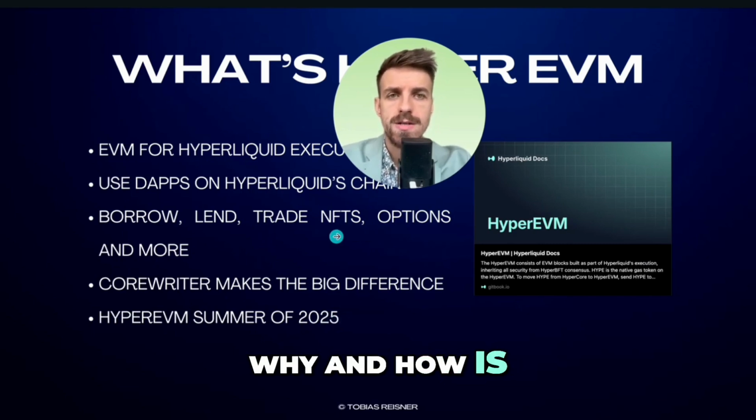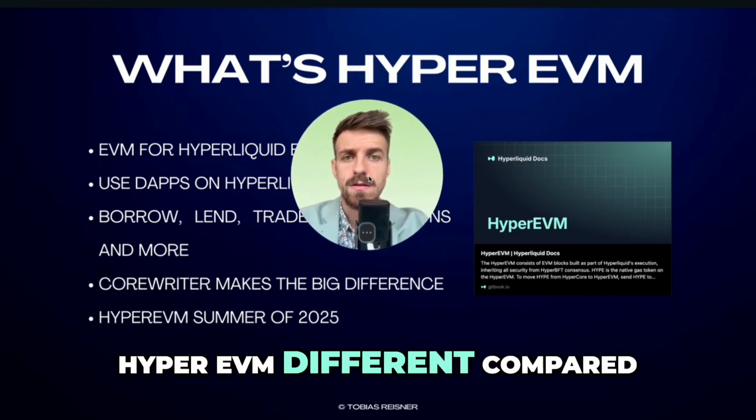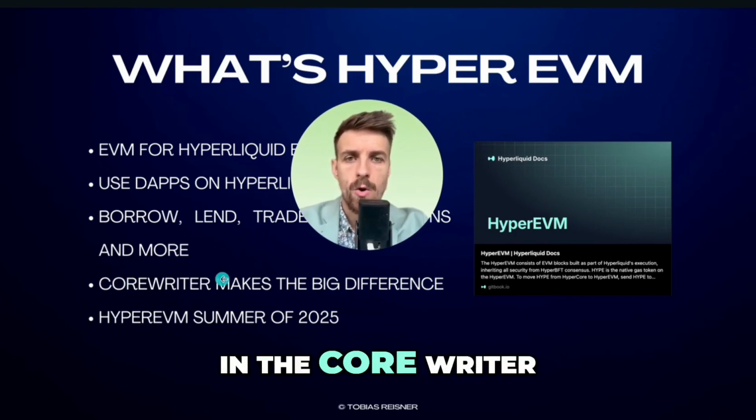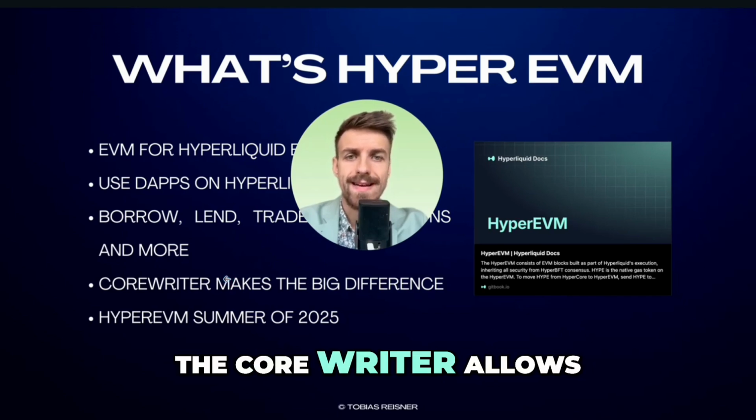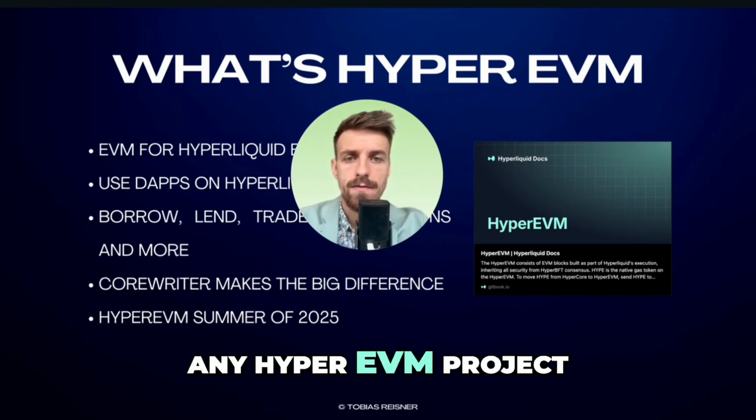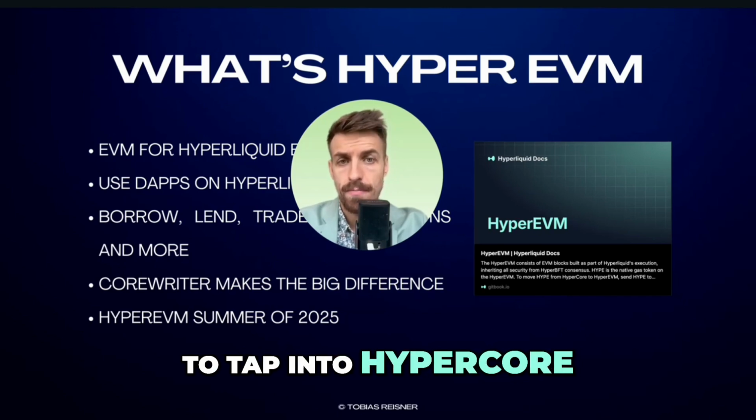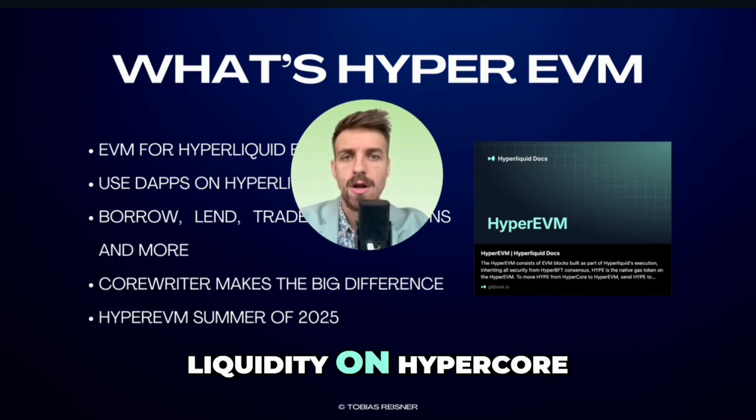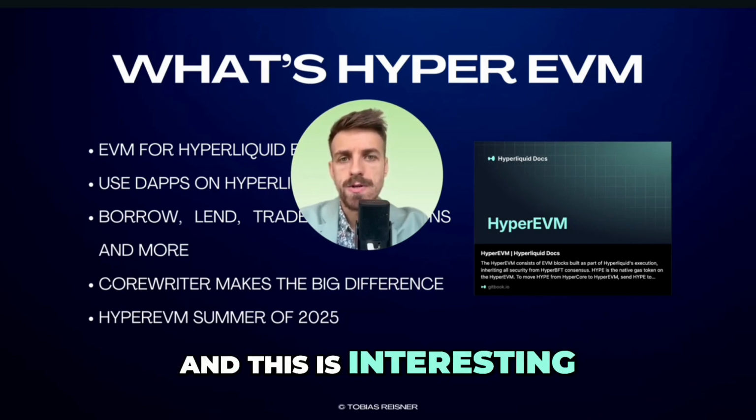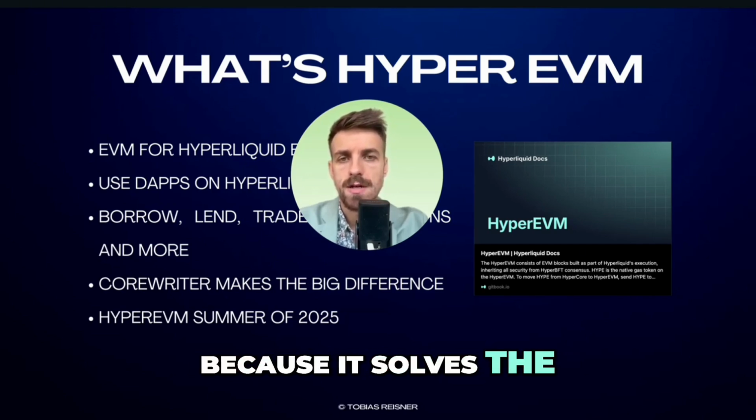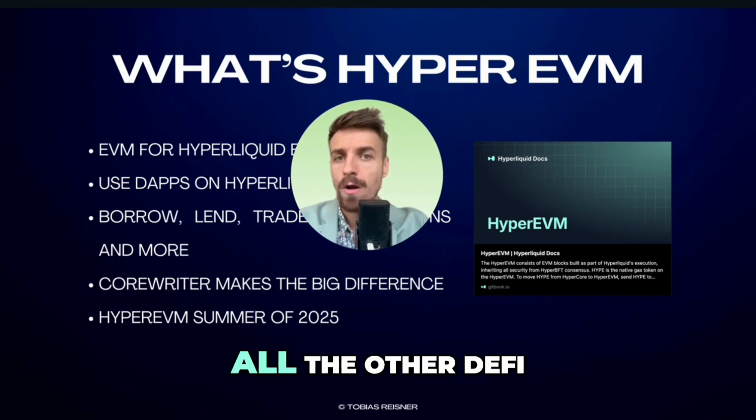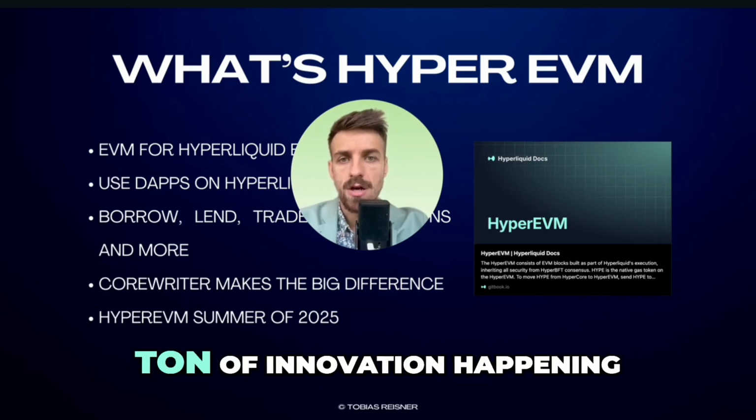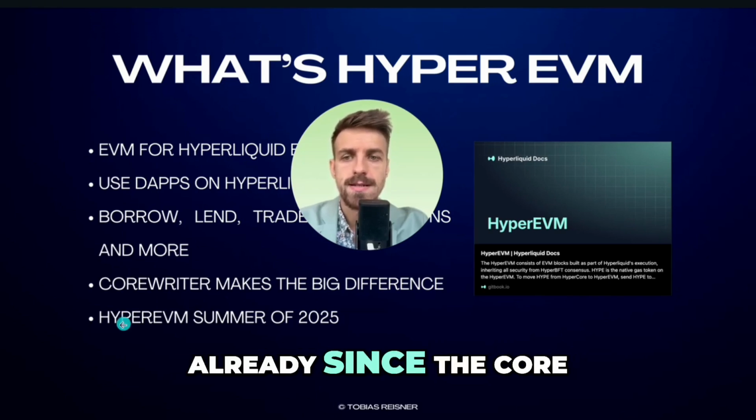Why and how is HyperEVM different compared to other EVM chains? The big difference lies in the core writer. The core writer allows any HyperEVM project to tap into Hypercore, to tap into the billions of liquidity on Hypercore. And this is interesting because it solves the chicken and egg problem all the other DeFi projects had in the past. We have seen a ton of innovation happening already since the core writer is live.